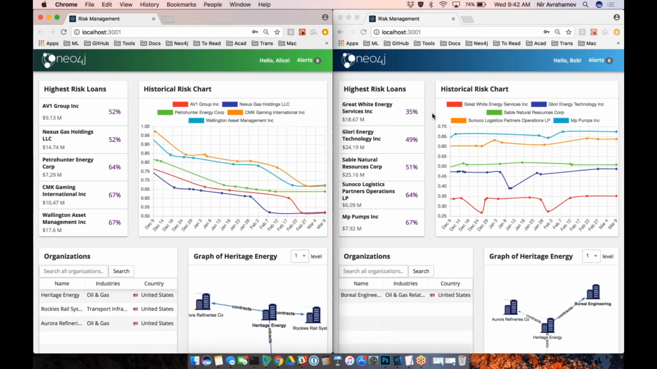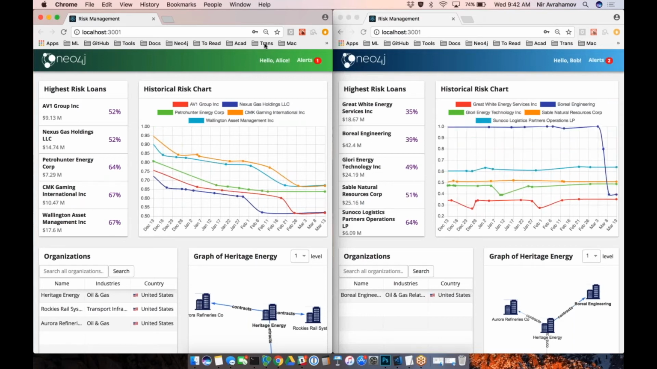And just for those of you who may not have noticed, we can see here that these organizations being charted in the graph correspond with our highest risk organizations in the list to the left here. So if we look, we can see that this red line corresponds with the lowest risk score of the AB1 Group Incorporated. So we'll continue to move forward and we get another market update.